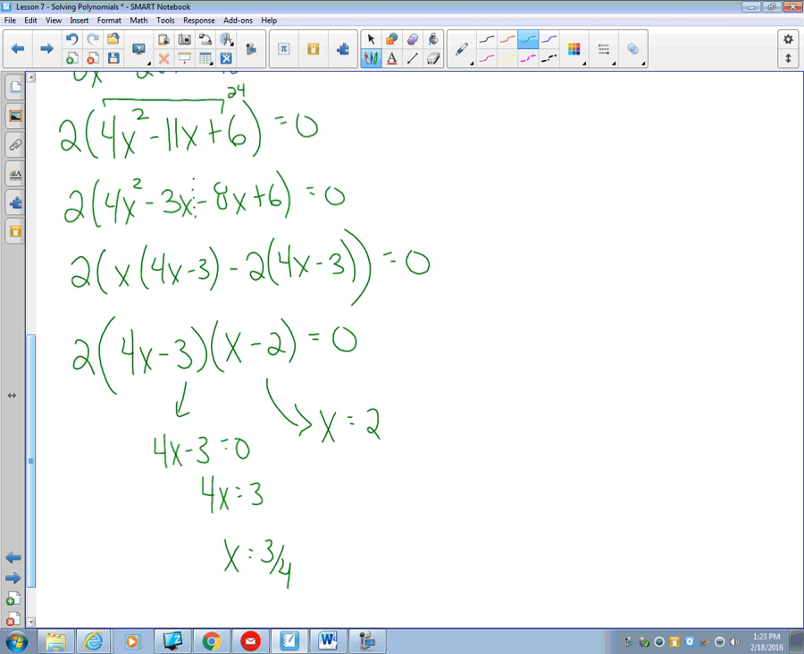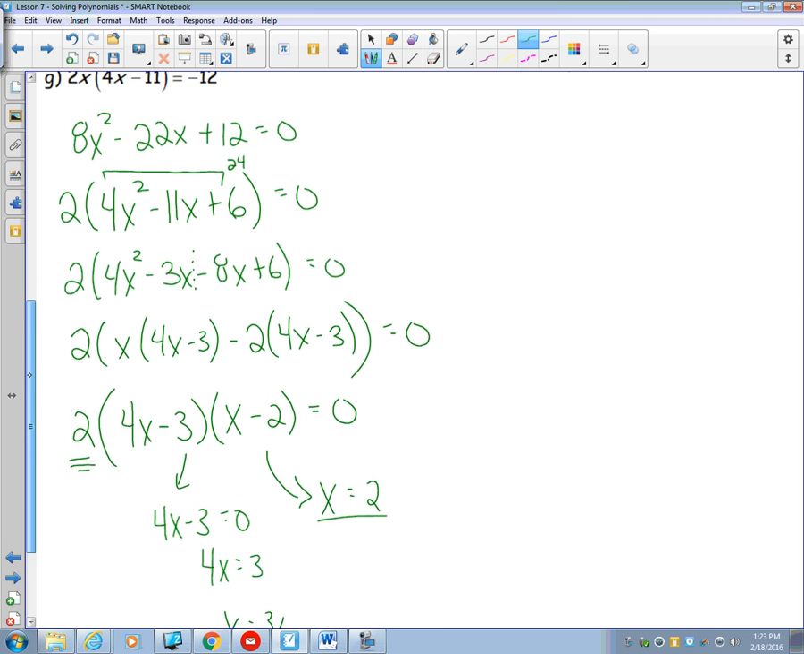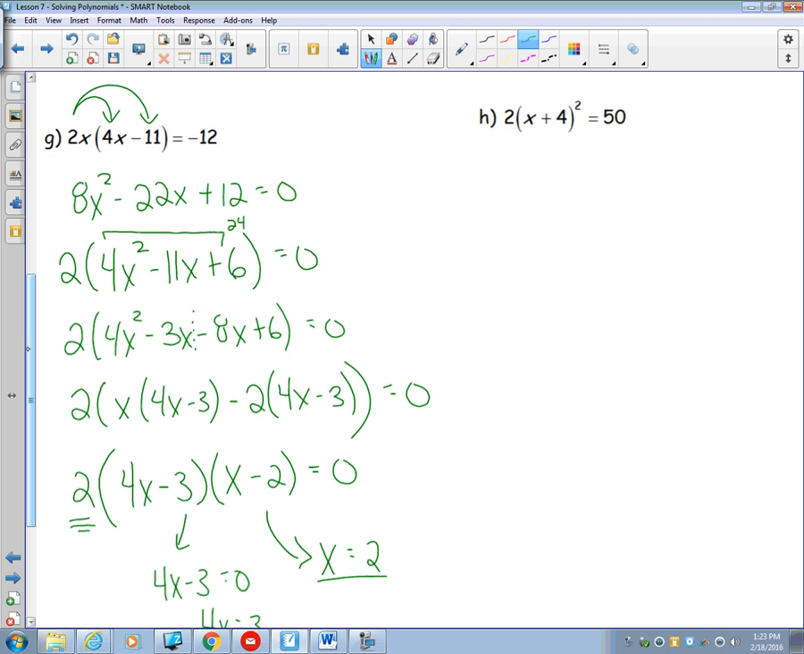Decimals are fine. And there's none out front. This is not a 0. That's number 2. There's no x there, right? That's not a 0 at all. So I only have 2 zeros, 2 solutions, 3/4 and 2. Okay, try the next one. See what you can do with this one.